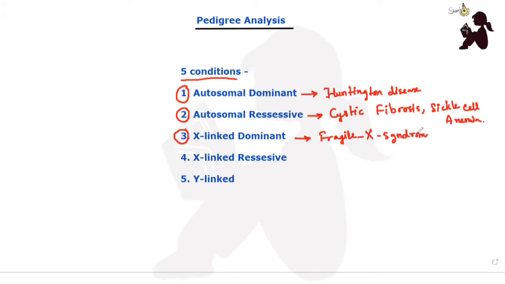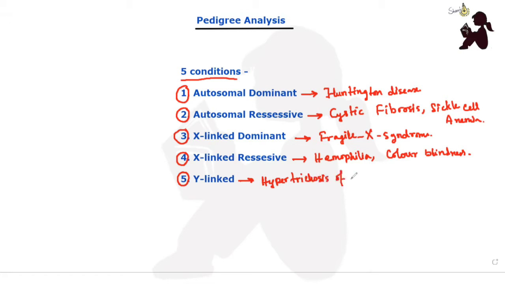Then the fourth is X-linked recessive, for example, hemophilia and color blindness. And Y-linked disease, such as hypertrichosis of the ears, and web toes.